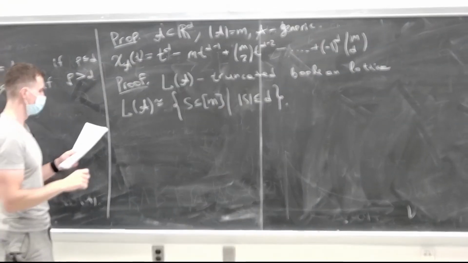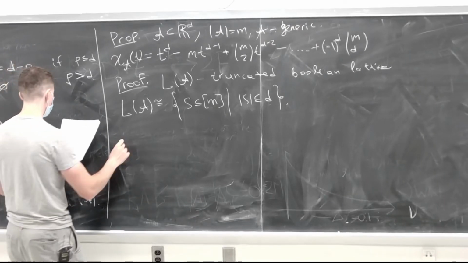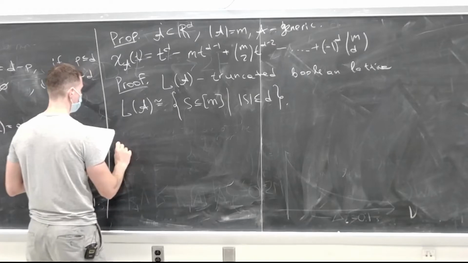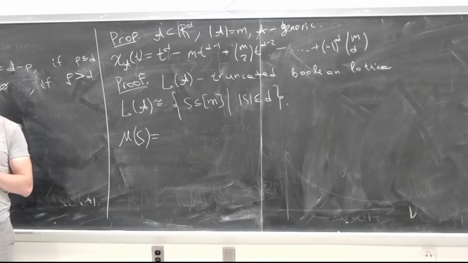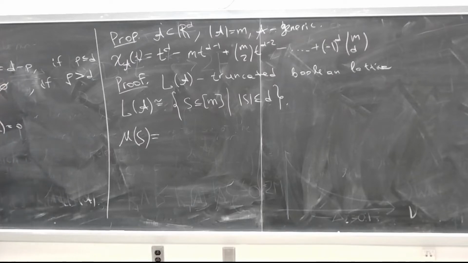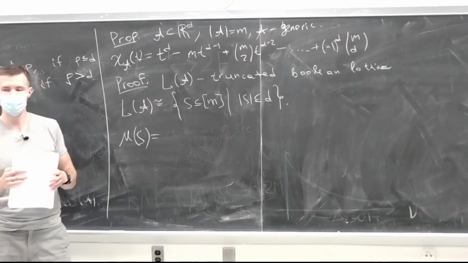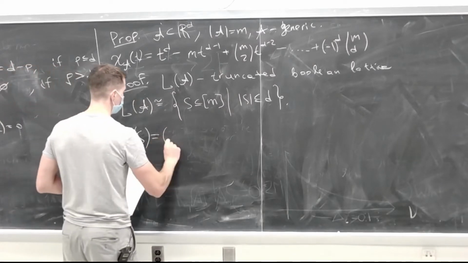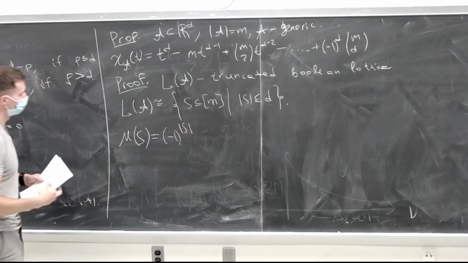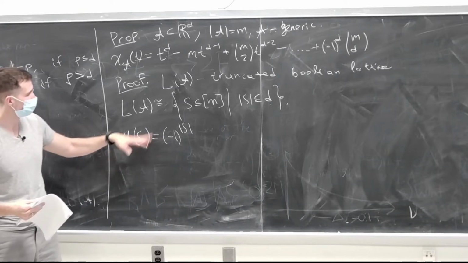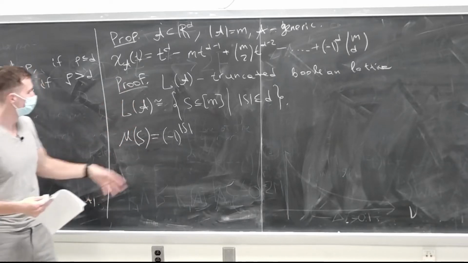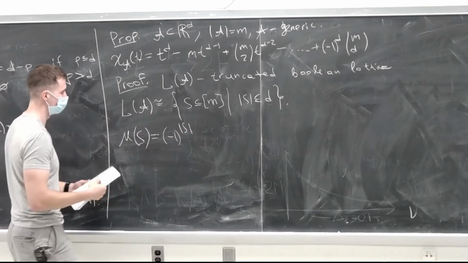Okay, now if I take an element of this poset, what is the Möbius function? I see. Yeah, very nice. So for the entire Boolean lattice, what was the answer? -1 to the cardinality of S. And why is this still true for the truncated Boolean lattice? Because the Möbius function only depends on the things below your element, and the things below form just an honest Boolean lattice.